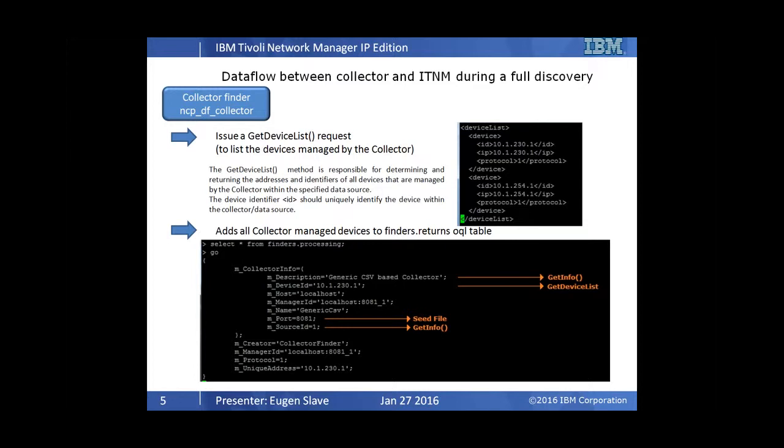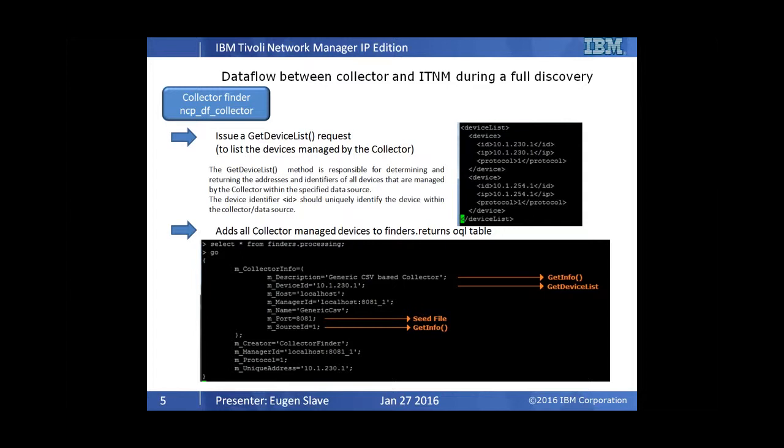So with this information gathered by collector finder, the disco populates the finder's OQL table. There are several OQL tables associated with finders: finder dispatch, finders return, and finders processing.